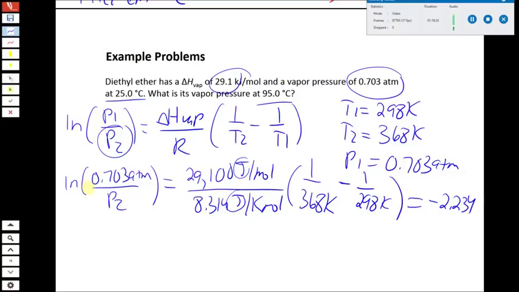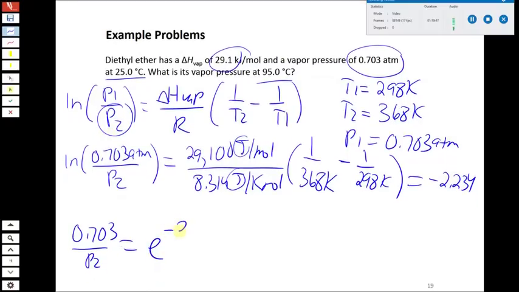So we have a natural log on the left side, we have a number on the right. How do we get rid of a natural log? We use the e to that power. So e to the natural log of 0.703 over P2 gets rid of the natural log, so we get 0.703 over P2 is equal to e to this power here, the number on the right side of the equation, minus 2.234. So you're going to have to refresh yourself on some algebra that you should have learned a while ago in math class, as well as some calculator functions that we haven't used yet.